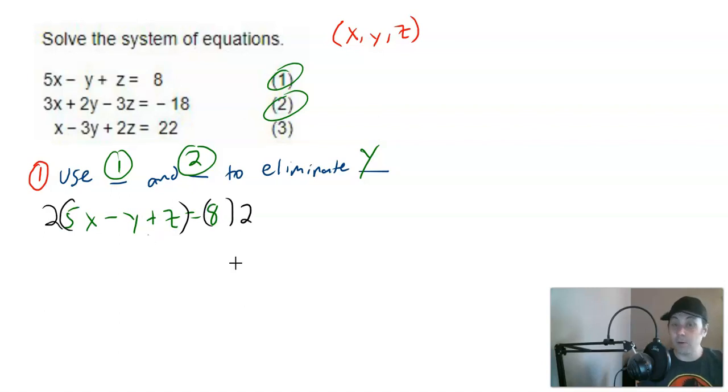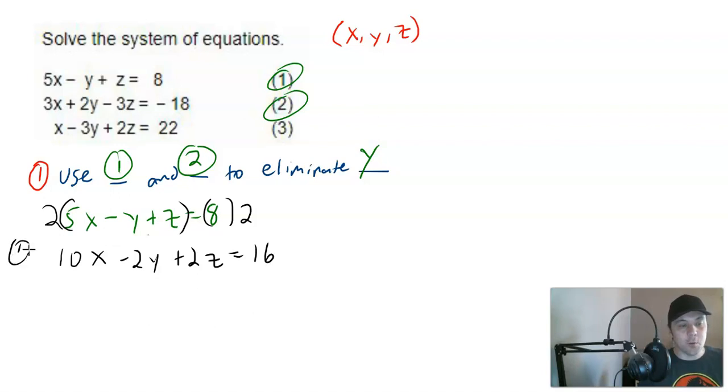Make sure you do that to both sides of the equation. One of the most common mistakes I will see on these problems is students making the right choice, but forgetting to multiply it to both sides of the equation. So make sure you multiply it to both sides of the equation. So I'll multiply 2 to both sides and make sure you distribute here. So we're going to get 10x minus 2y plus 2z equals 16, right?